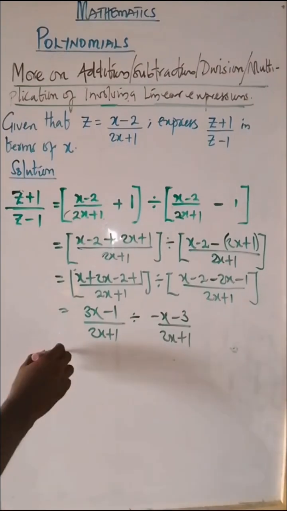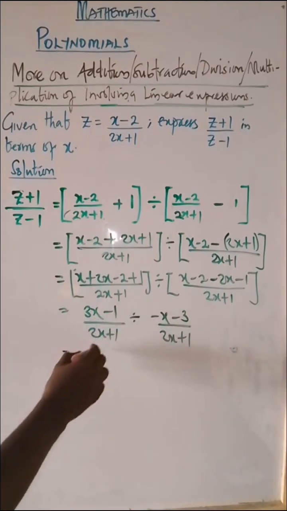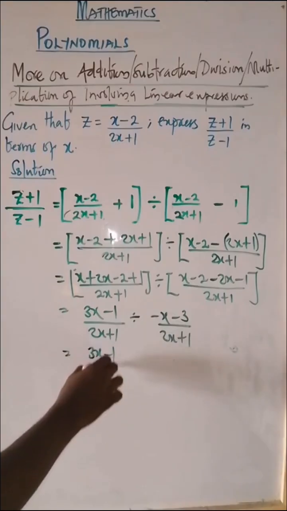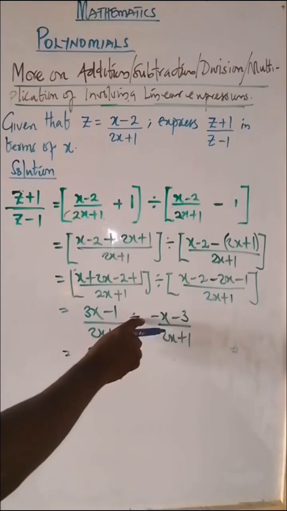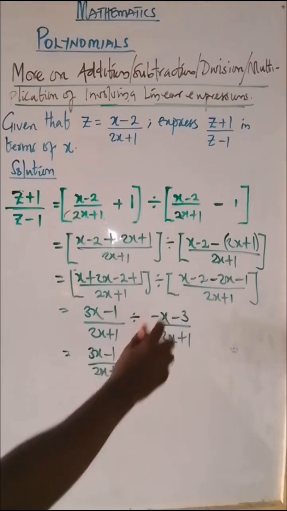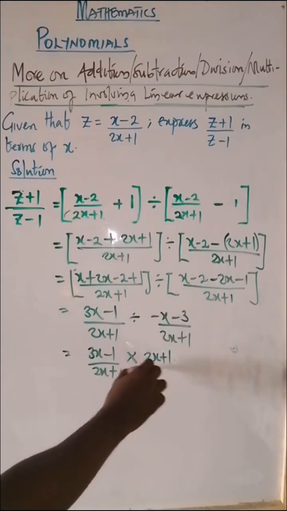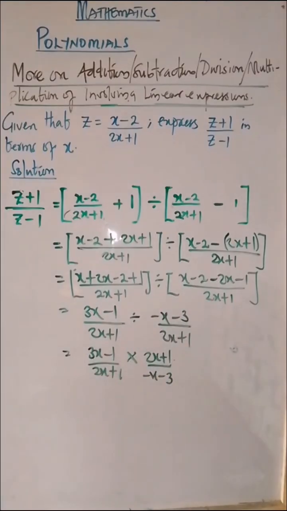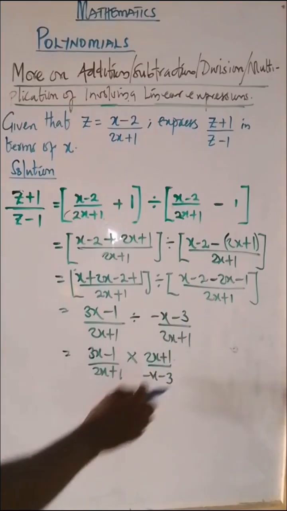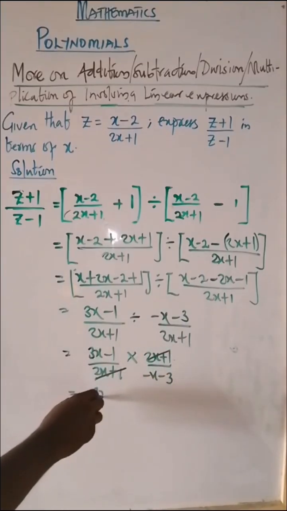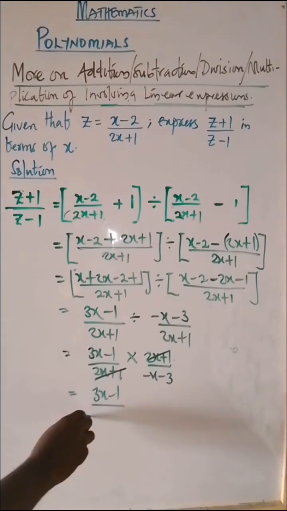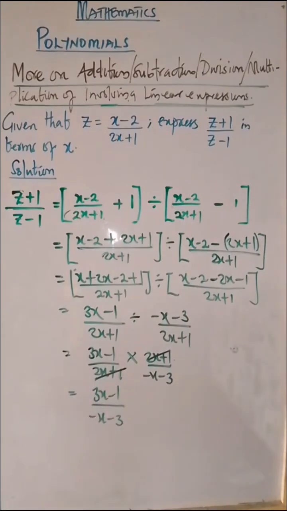From here, we can now turn this division to multiplication. So I have 3x minus 1 over 2x plus 1 times, when we change this division to multiplication, this denominator becomes the numerator, that's 2x plus 1, over this numerator, which becomes the denominator, minus x minus 3. And if you look very well, you see that here I have 2x plus 1, 2x plus 1, so they can cancel each other. So when we check, the numerator is 3x minus 1. When we check the denominator, what we have is minus x minus 3. And this is our final answer.